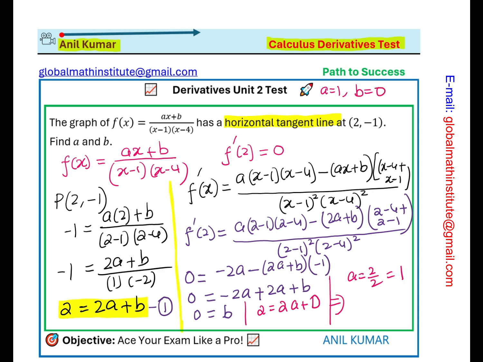That is how we are going to solve this particular problem. A point where we have a horizontal tangent actually gives us two equations. One, substitute the point in the function itself to get the first relation. Second, find the derivative and then substitute the point. That gives you the second condition. Two variables, two equations, you can easily find the result by elimination or substitution. I hope the whole step is absolutely clear to you.